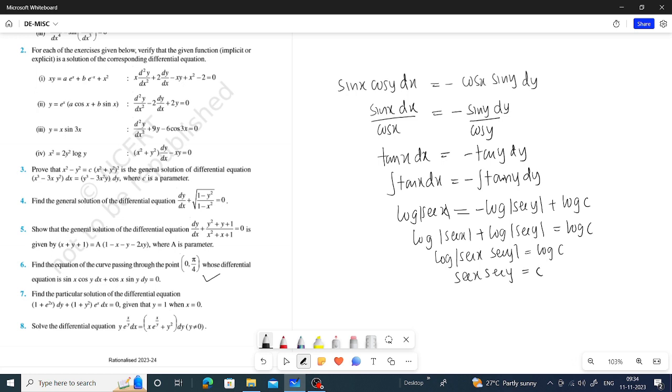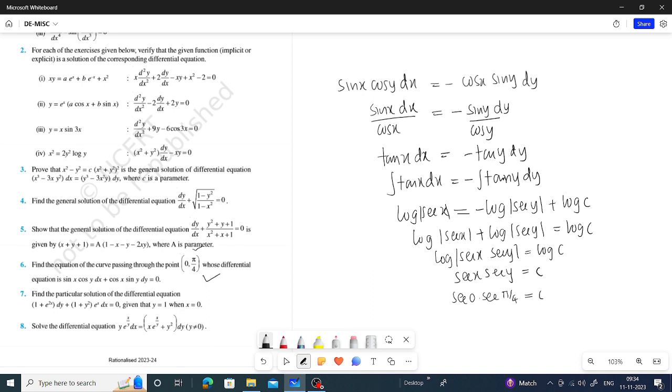This is the solution. Now one more thing is given: this is the family of curves we got, and we had to find a particular curve which is passing through (0, pi by 4). That means x is equal to 0 and y is equal to pi by 4. So we put x equal to 0, sec 0, and y equal to pi by 4, sec pi by 4, equal to c.